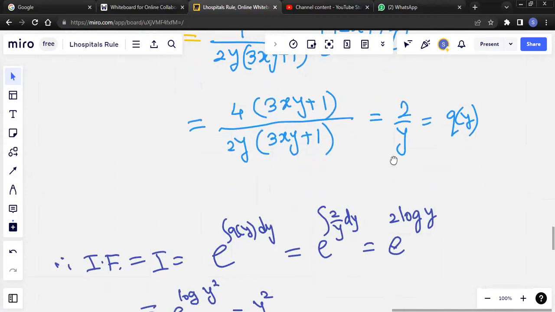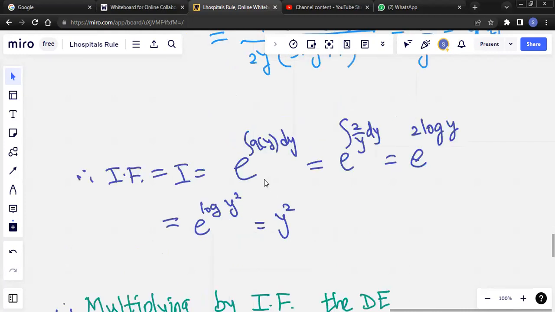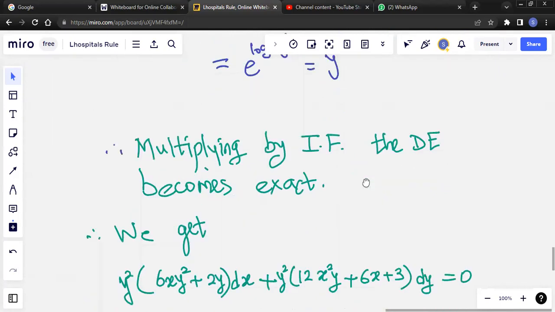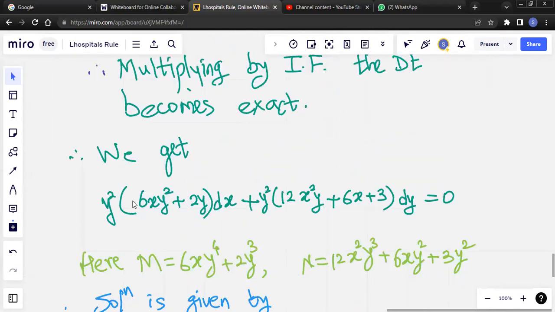Then the integrating factor is given by e raised to integration Q of y dy. So this will be e raised to integration 2 by y dy. So ultimately it becomes e raised to twice log y, and that is e raised to log of y square. E and log are inverse functions. They cancel each other's effect and the answer is y square. Now multiplying by this integrating factor to our given equation, we get y square times this complete dx plus y square times this complete dy equal to 0.